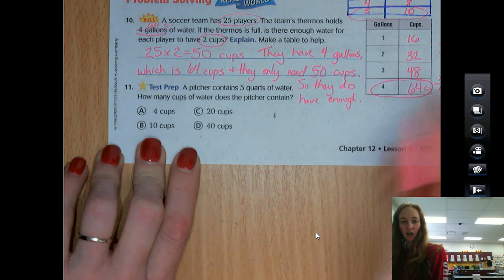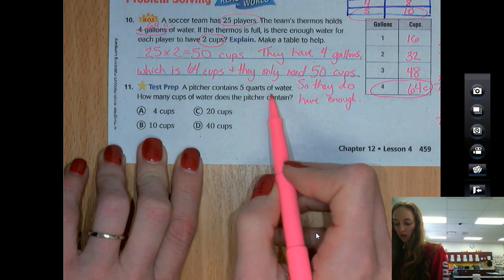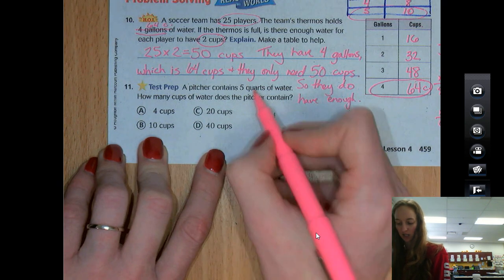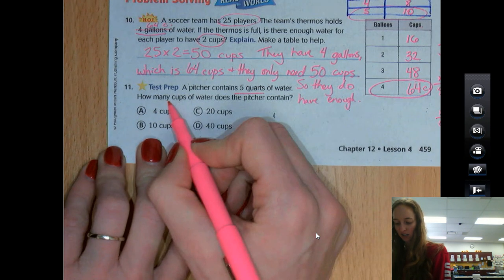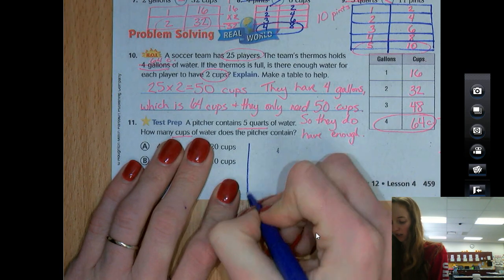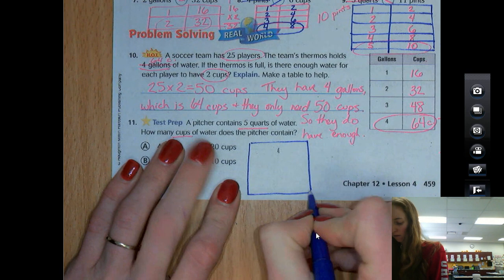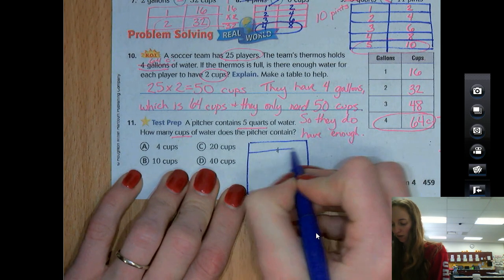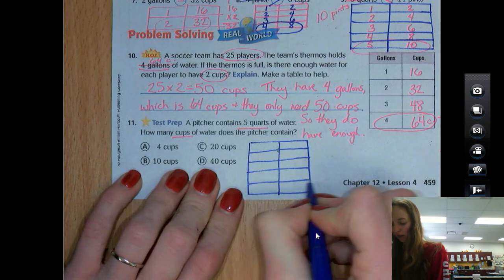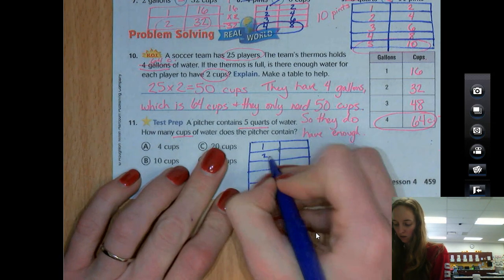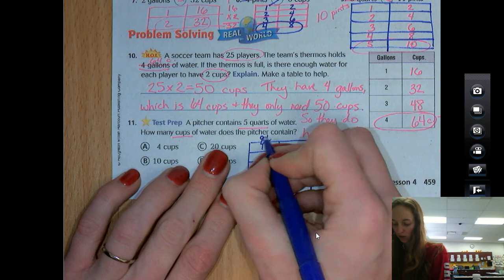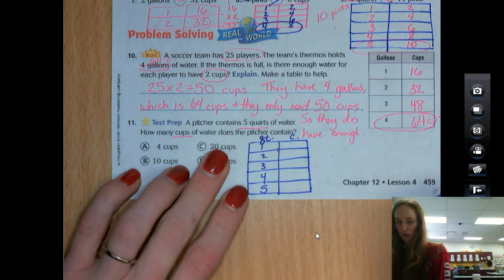We're almost there. A pitcher contains 5 quarts of water. How many cups of water does the pitcher contain? 5 quarts, and they're asking how many cups. Okay, I'm gonna make a chart down here. 5 quarts. 1, 2, 3, 4, 5. This is going to be my quarts. We always put the bigger unit first, and my cups over here.